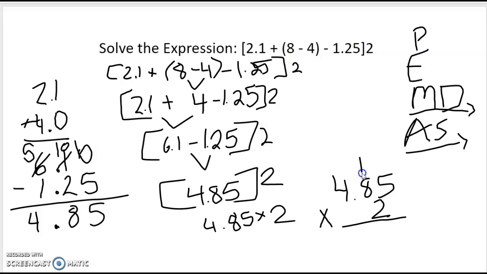5 times 2 is 10. 8 times 2 is 16, plus 1 is 17. And 4 times 2 is 8, plus 1 is 9. And where do I put my decimal? Well, I need to highlight the places behind my decimal in my factors and do the exact same in my answer. And I know that my decimal is going to go right there. So if I'm in the hundredths here, I would be in the hundredths here. So did you get 9 7/10?